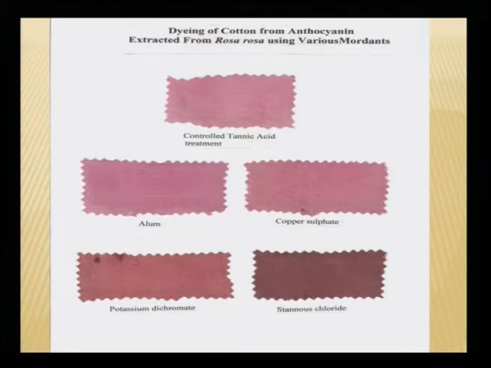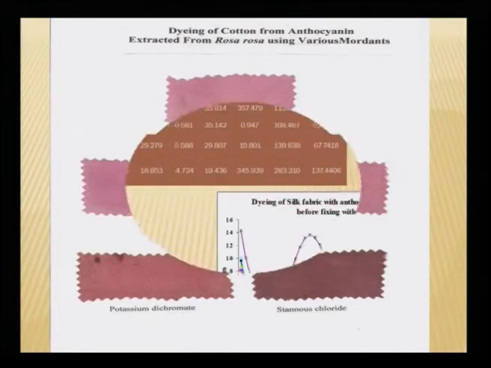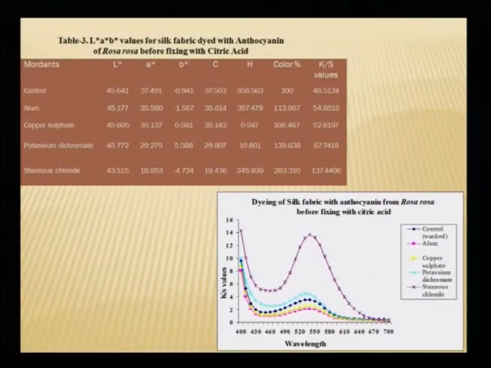So, you see stannous chloride shows very deep color. Similarly, if we take a look at the silk fabric before the treatment of the citric acid, before fixing with citric acid, you will find that the K by S values vary from 48 to 137, and here also the compatibility is best for stannous chloride.